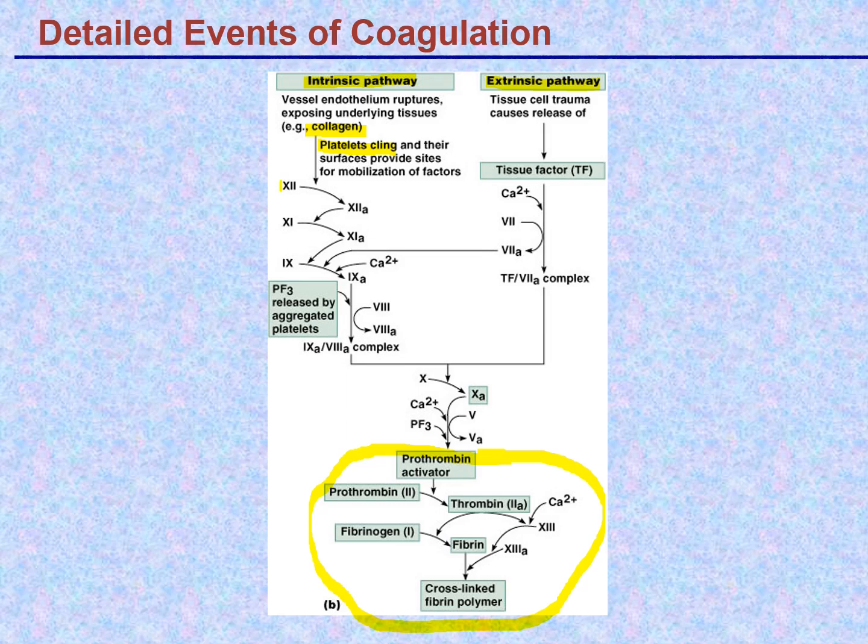Now, when you see 12, that's referring to clotting factor 12, or coagulation factor 12. And when you see an A after the number, it means it's been activated. So here you have activation of factor 12, so that you get 12A, which activates 11, so that you get 11A. And then it activates factor 9, so you get 9A. And it activates factor 9 with help from 7A.